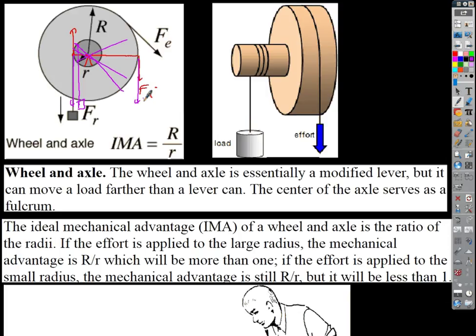It's pretty clear here probably that the ideal mechanical advantage, if we look at this picture, let me get rid of all my chicken scratchings up there. Where did I put my pen? Right there, thank you.